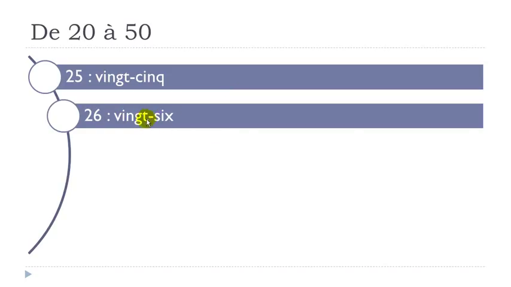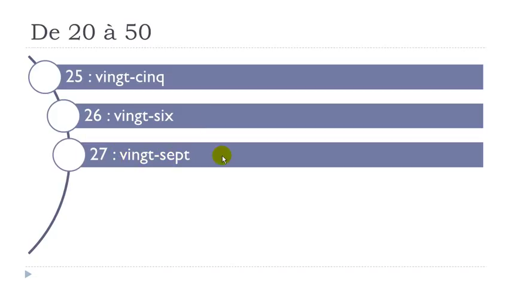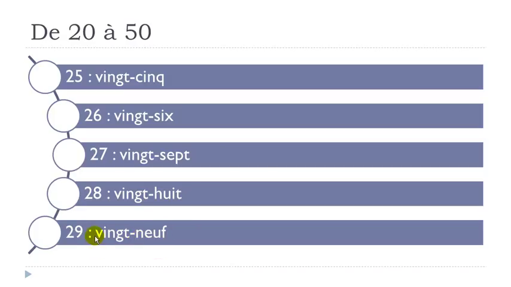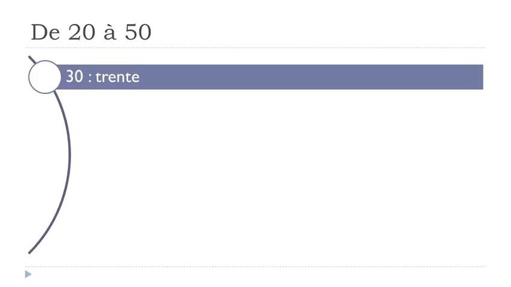26, so remember it's ending with X, but then we pronounce it S. 27, remember sept, this P disappears, you don't pronounce it. 28, so here you make the liaison. 29. Then here, remember this en, en, en. 30. Okay, don't insist on the e, it doesn't exist here.